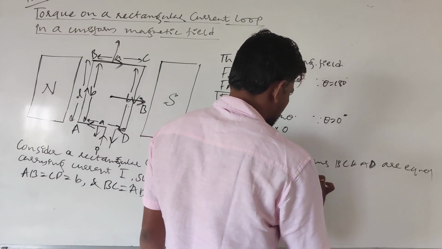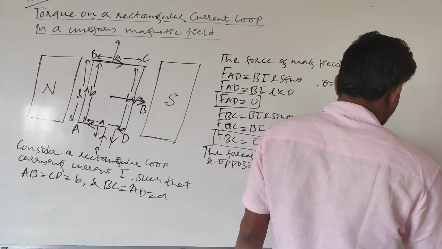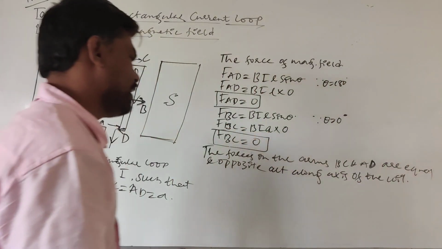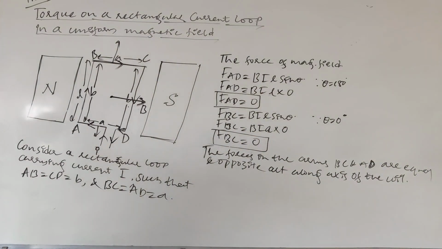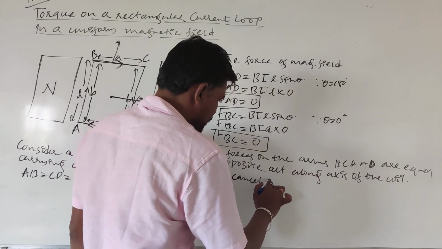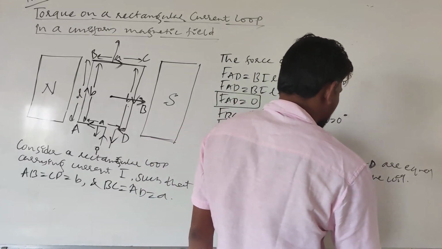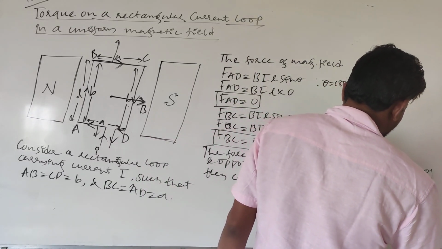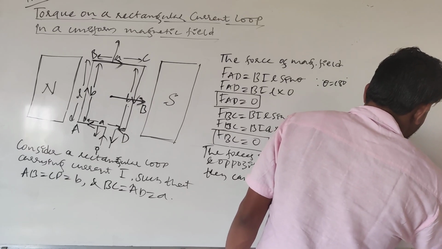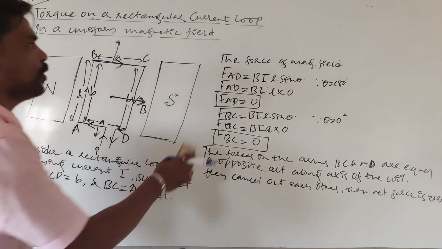They act along the axis of the coil and cancel out each other. Then the net force is zero. Then the net force is what? Zero. Right? Very important. After this one, I am going to take the next one.